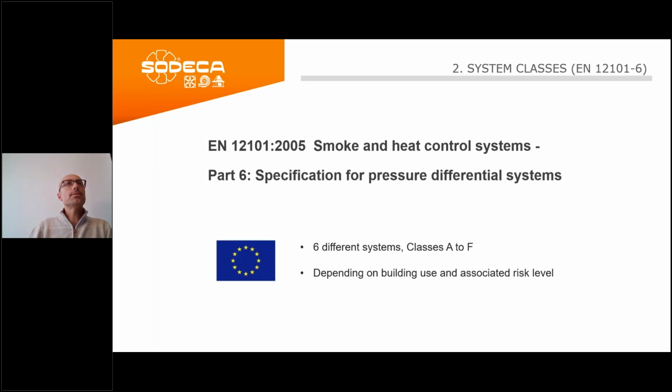Well, now it's time for the 6 different classes of systems you can find in the European standard, the EN 12101 Part 6, specification for pressure differential systems. These 6 different classes are meant to be applied in buildings depending on the building use and the associated risk level.